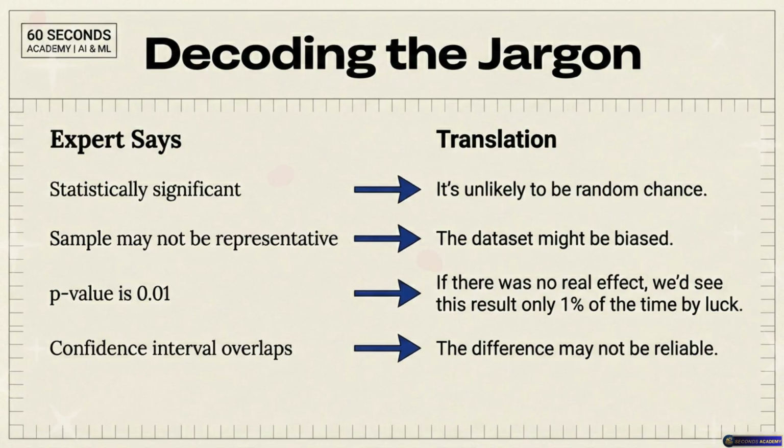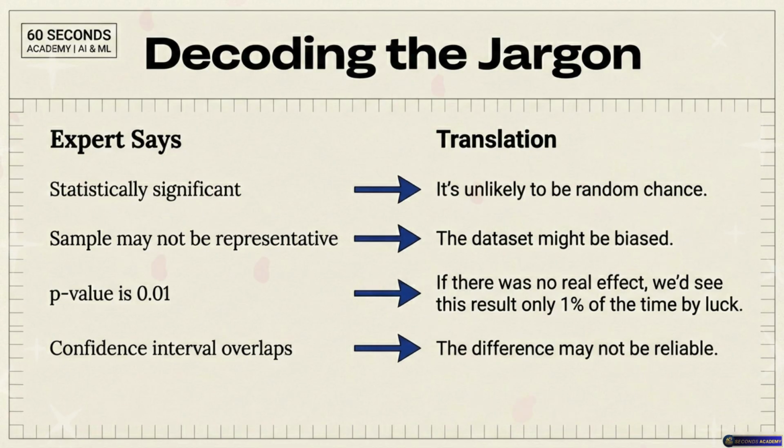Because the nets overlap, the true value for Model A could easily be identical to the true value for Model B. This means the difference between these two models is not reliable. We cannot confidently say one is definitively better than the other. They are likely performing identically in reality, despite what the slight difference in their raw validation scores suggests.